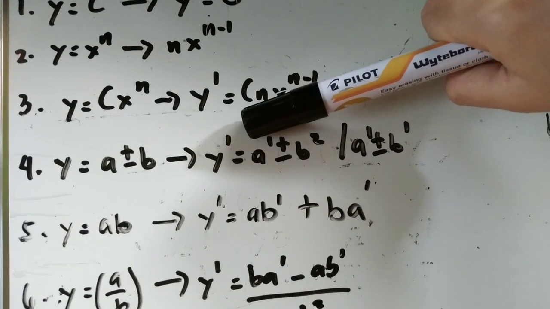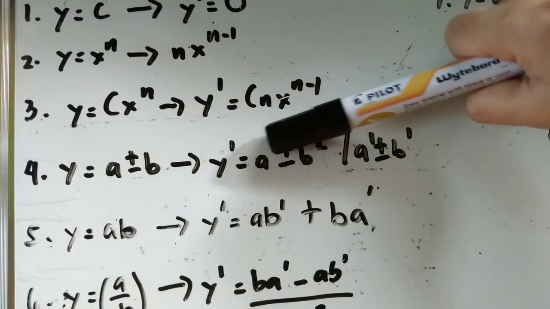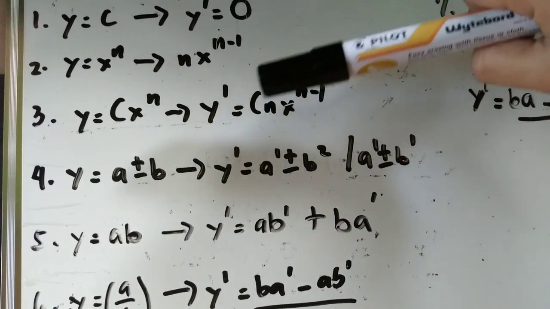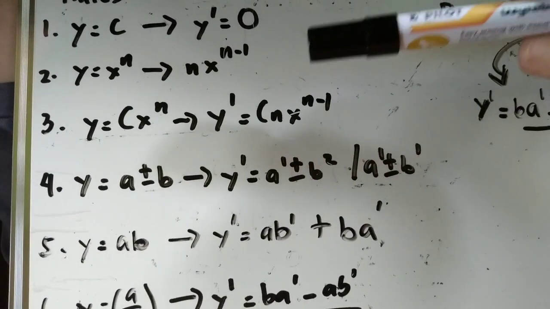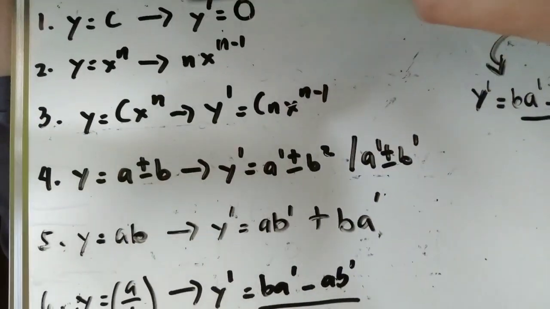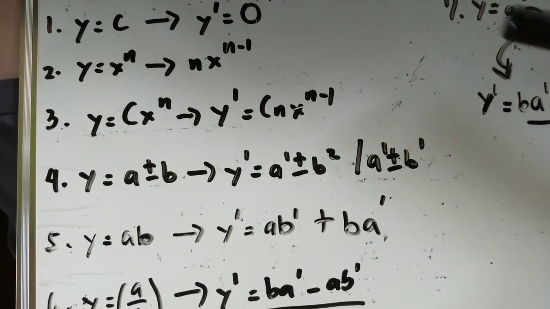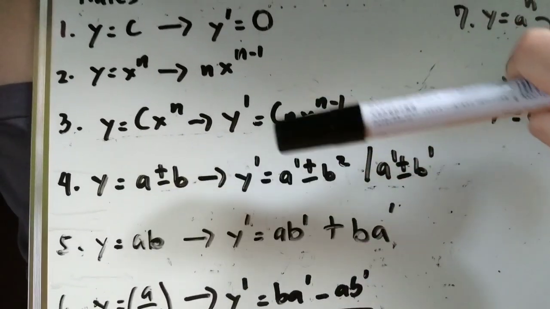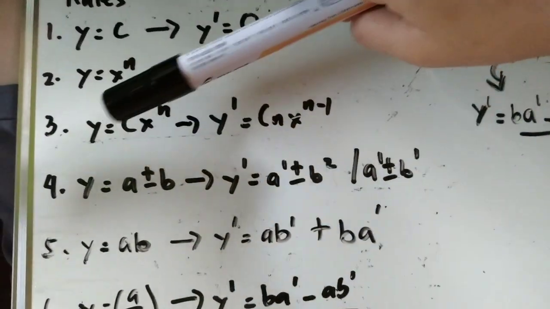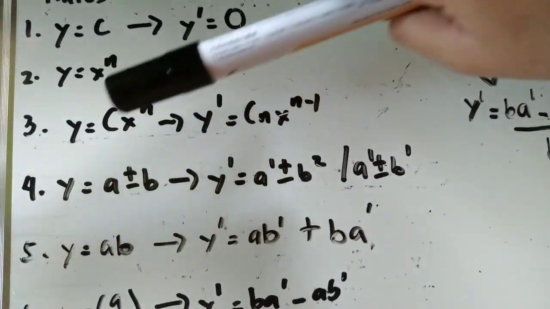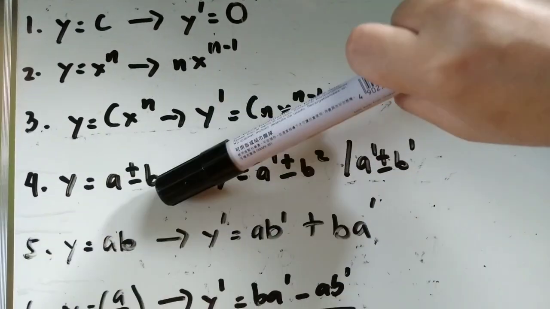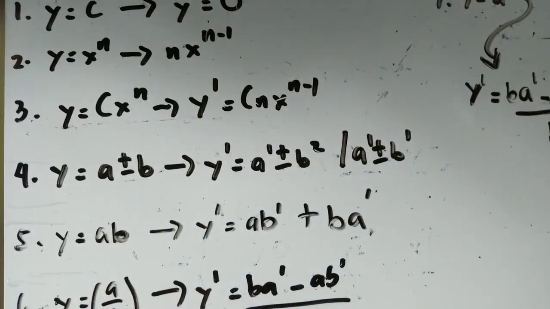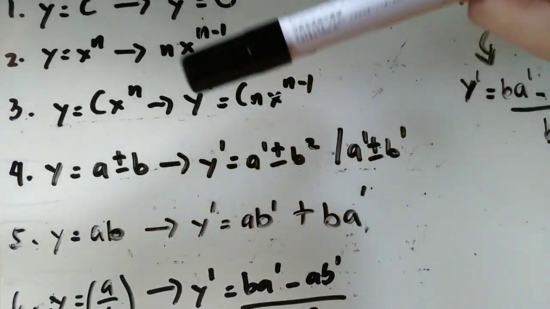The derivative of that is y prime, or dy/dx, equals c n times x raised to n minus 1. We just put the exponent here at the right side of the constant. Then rule number 4, we have y equals a plus b or a minus b. This is called the sum rule.